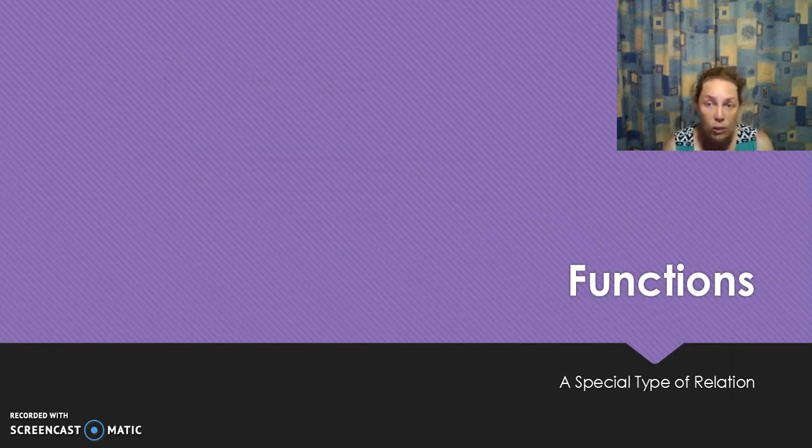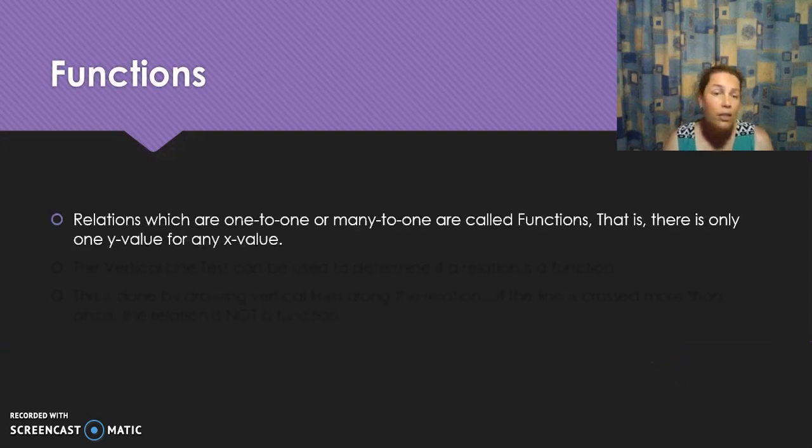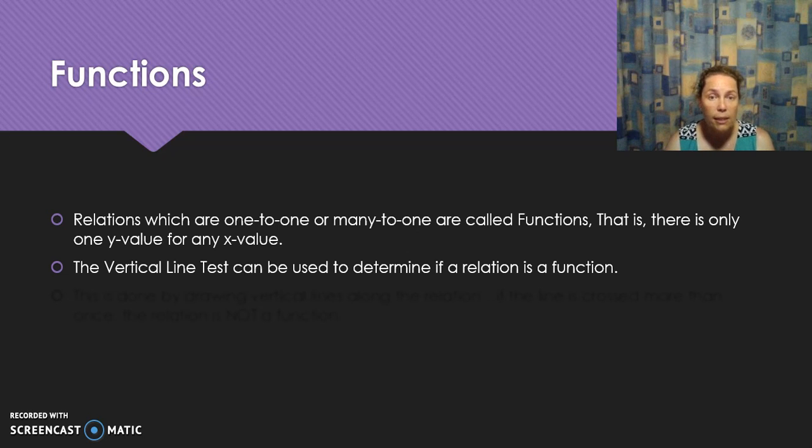Functions are a special type of relation. Relations which are one-to-one or many-to-one are called functions. That is, there's only one y value for any x value. The vertical line test can be used to determine if a relation is a function. So it's the second part of our test for what the relation actually is.